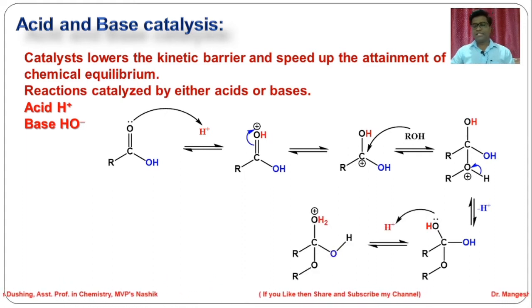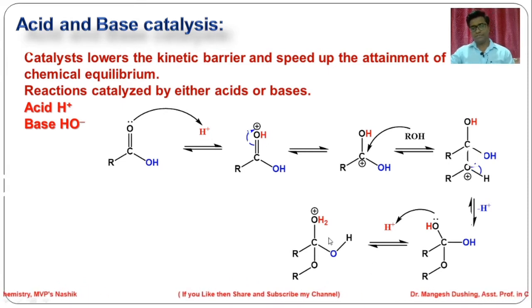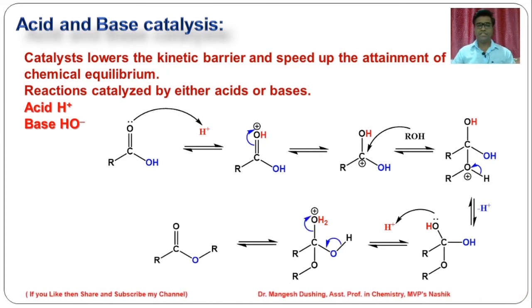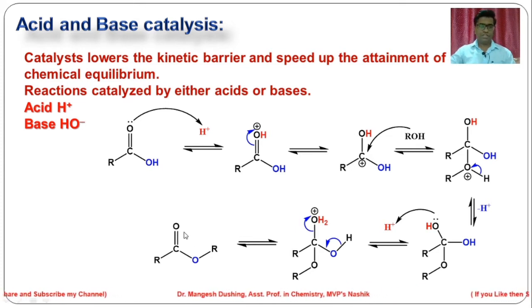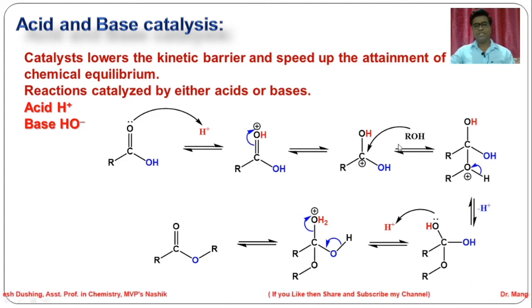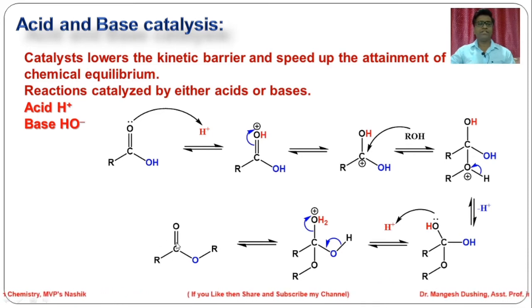Then this also will get protonated. So one of the two OH groups will get protonated. After protonation, whatever conjugate acid is formed, that acid after elimination of water gives ester. So all this reaction mechanism is an esterification from this carboxylic acid. So acid plus alcohol in presence of acid gives ester.